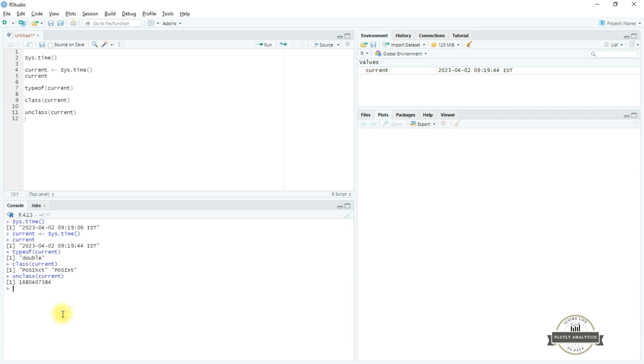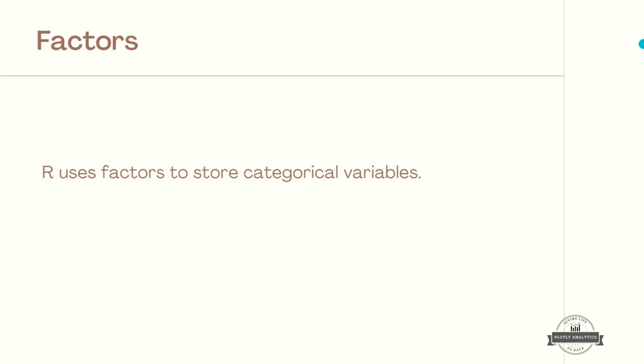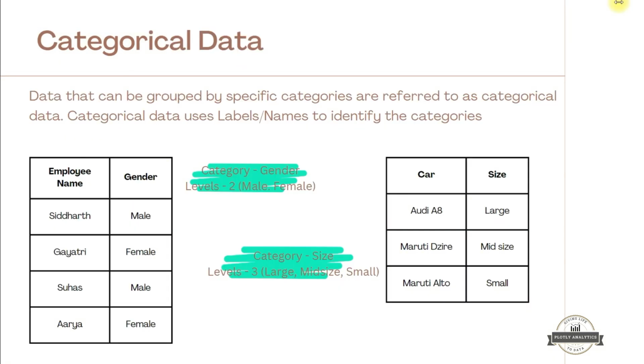So these are two very special classes that have been created just to handle the time series data, time related data. There is another class which has been widely used. It's almost ubiquitous in R, and that class is called factors. So now let's see how factors look.